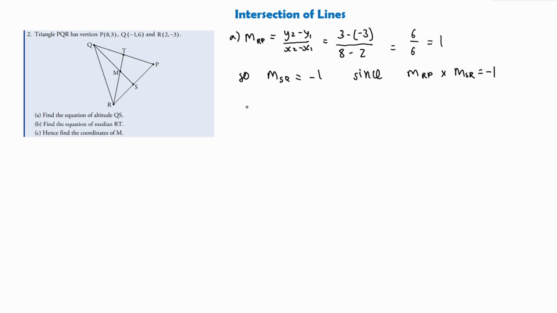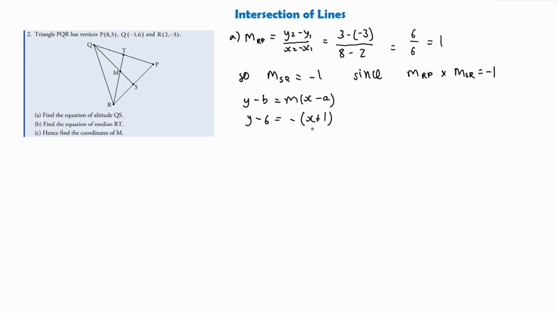Now we just need to work out the equation of it, and we can do this because we've got a point that lies on the line. So we use y take b equals m x take a. We've got y subtract, and our b coordinate is the y coordinate of Q, which is 6. Our gradient is -1, we'll just put minus, and our a coordinate is the x value of Q, which is -1, so we're actually going to have +1.